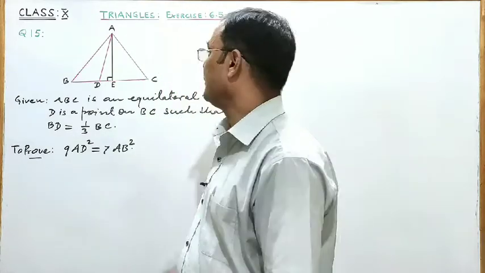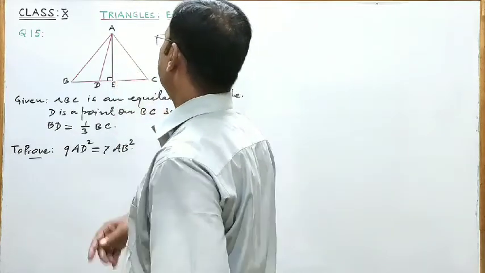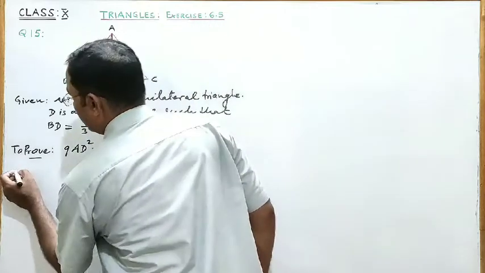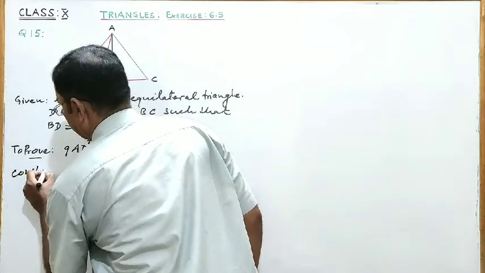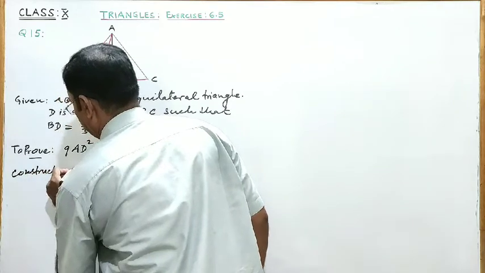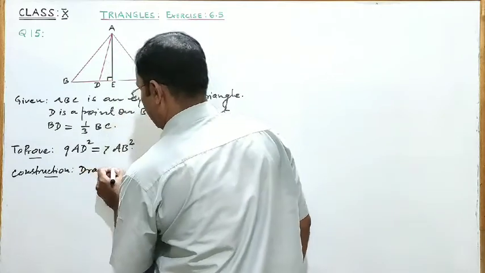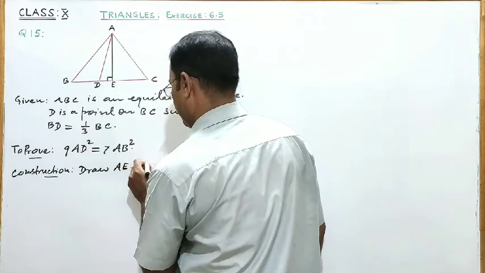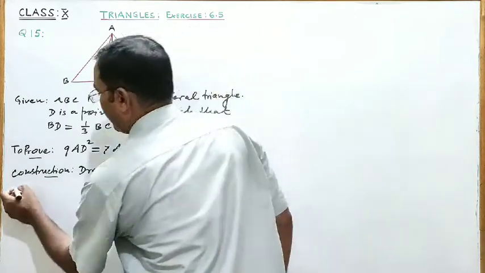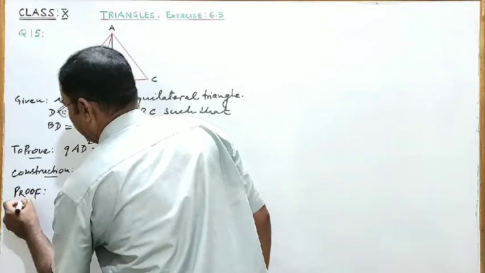To prove this result, 9AD square is equal to 7AB square, in this triangle ABC, which is an equilateral triangle, we have constructed AE perpendicular to BC. So let's write construction. Draw AE perpendicular to BC. Now proof.